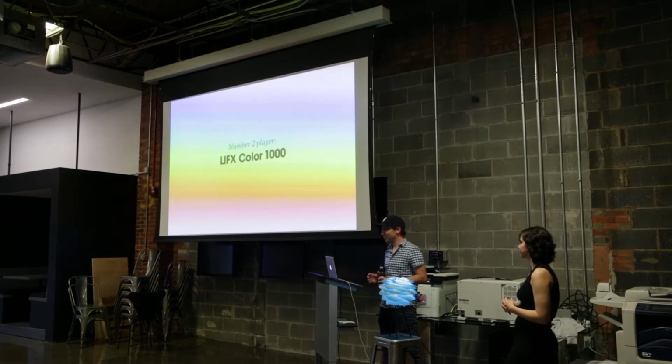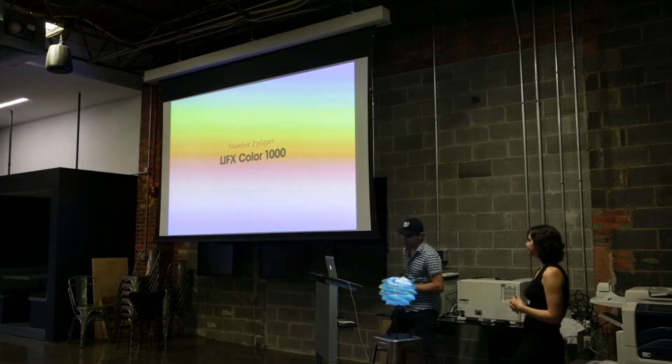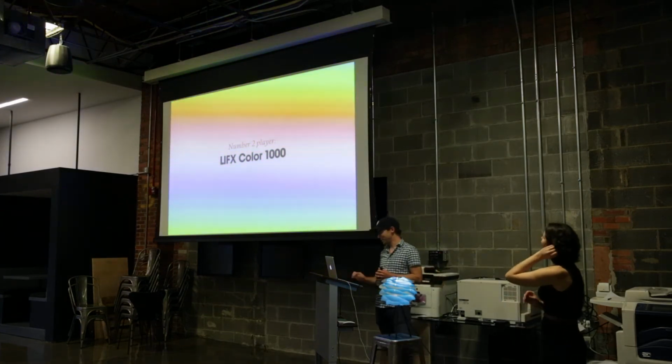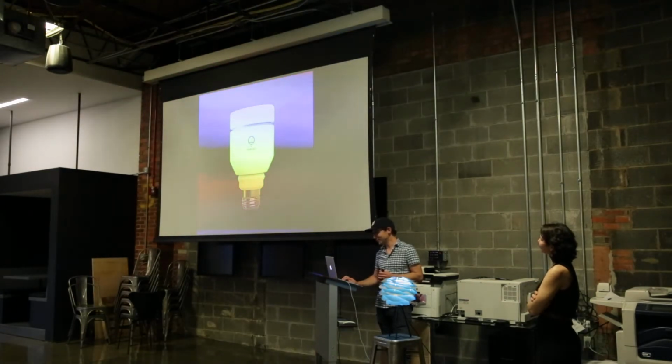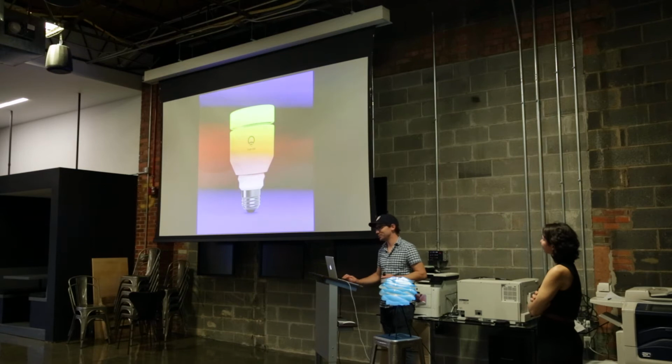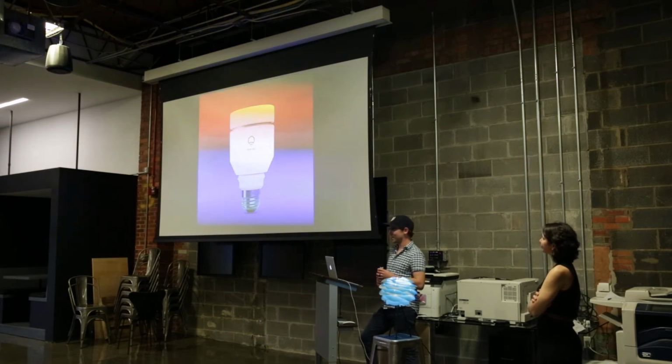So in comes the number 2 player in the market, the LIFX Color 1000. These are pretty cool light bulbs. They're about $45 apiece, and they look like this. They're just standard light bulbs, so this will screw into any light bulb socket or lamp socket in your house. I have one plugged into a 50-year-old lamp that was my wife's mother's in our living room, and she gets a kick out of us using this old lamp.